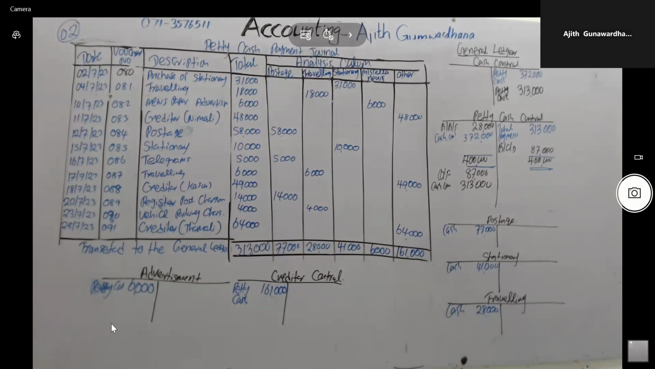Relevant for cash purchase journal, purchase return journal, sales return journal. That part I have discussed already.